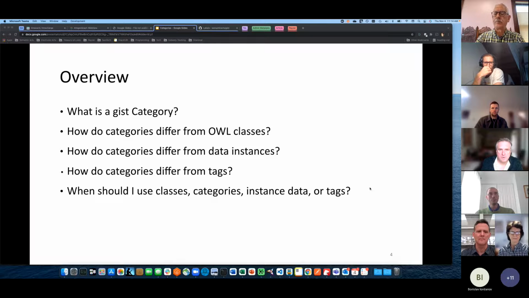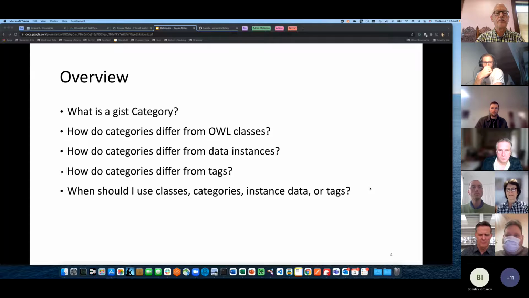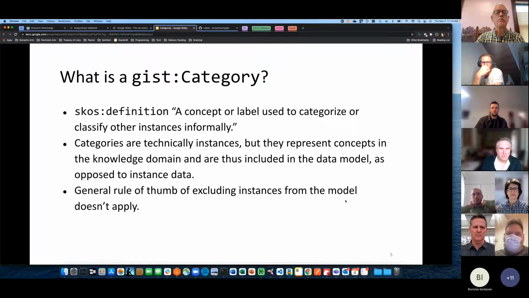So in the design phase, we'll talk about the differences between categories, classes, instances, and tags, and when it's appropriate or preferable to use one or the other. What is a just category? That's the way we define it in scheme, a concept or label.